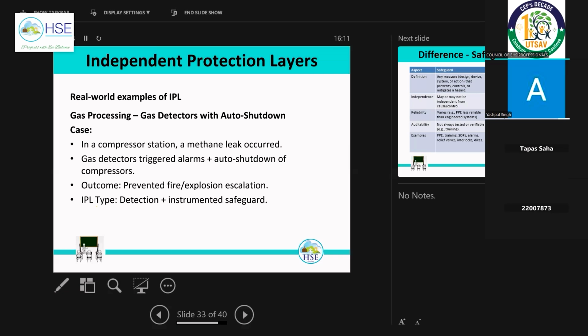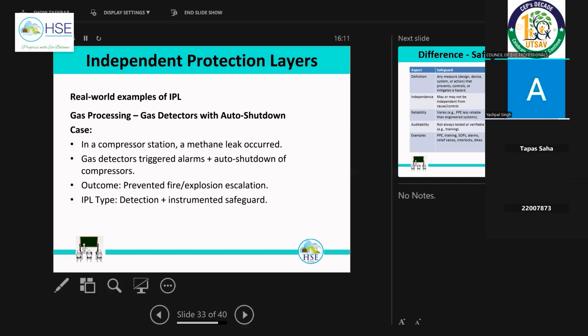So at 25-50% of LEL, the gas detectors detect, and that will stop the compressor. So this is basically the early leak detection system that is used. So the IPL type is detection, an instrumented safeguard. Of course, regarding effectiveness, in case of IPL, in case of safeguard, as per our earlier example, if we have the 4 detectors installed in the 100 meter square area, we can consider safeguard here.